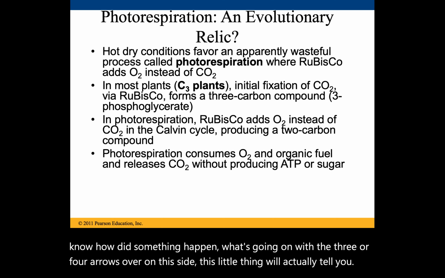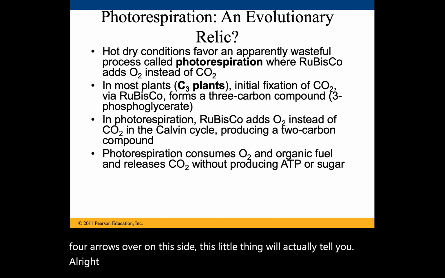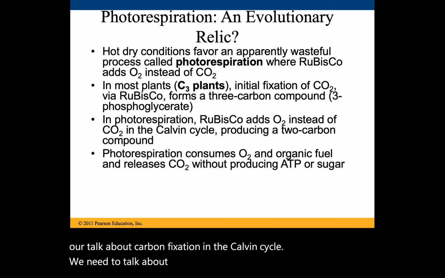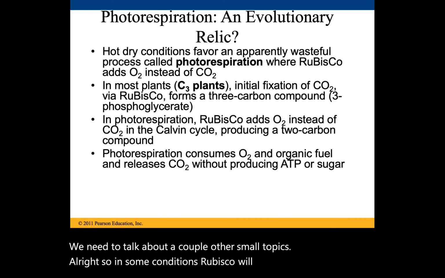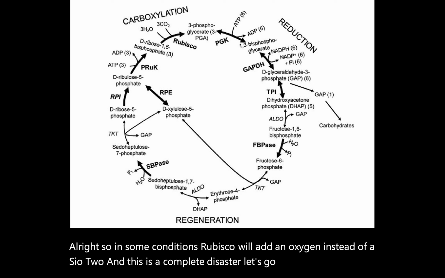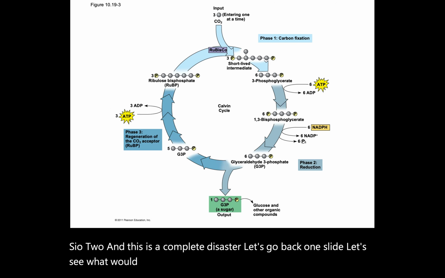All right, so that's the basics of the Calvin cycle, and now to finish out our talk about carbon fixation in the Calvin cycle, we need to talk about a couple other small topics. In some conditions, Rubisco will add an oxygen instead of a CO2, and this is a complete disaster. Let's go back 1 slide. Let's see what would have happened. Actually, let's go back 2 slides.